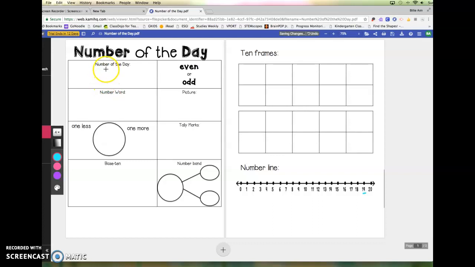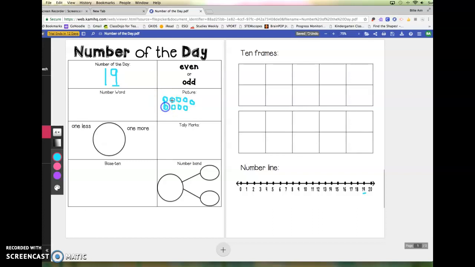So we write 19, a 1 and a 9. And I want us to think about if it's odd or even. So let's remember we can just look in our ones place to decide if it's even or odd. So let's draw just 9. 1, 2, 3, 4, 5, 6, 7, 8, 9.